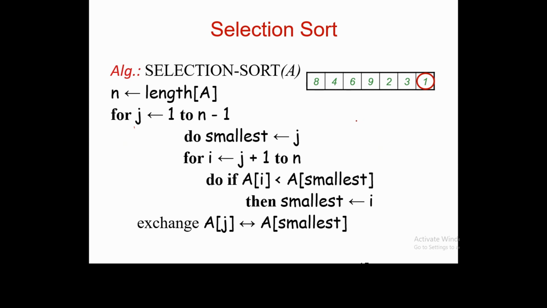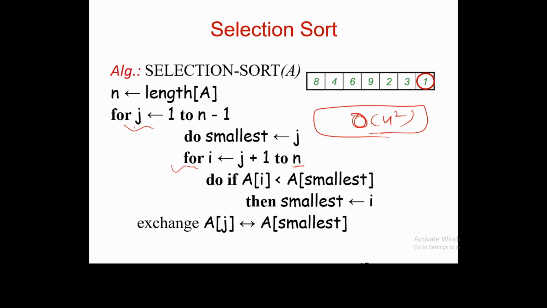Then the complexity of selection sort algorithm, as you can see here, there are two loops executing. This is the outer loop and this is the inner loop. So it is executing j equal 1 to n minus 1 times, it is executing i equal j plus 1 to n times. So the complexity of this particular algorithm will be order of n square in the worst case.